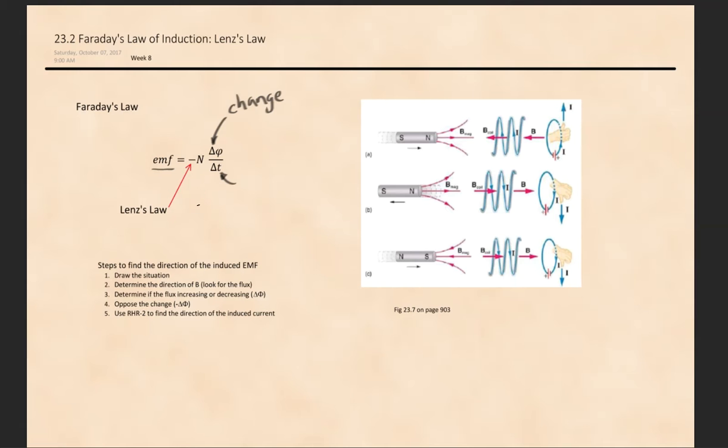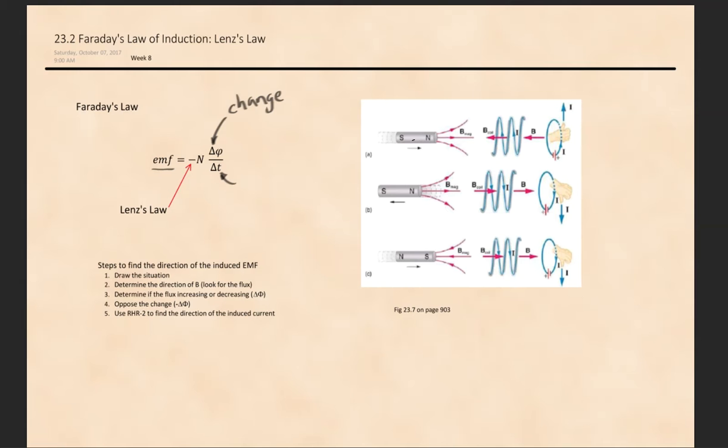Now there's a number of steps involved to do this, and it's outlined here. You have to go through these steps to figure out which way the induced voltage, or the induced EMF, is oriented, which way it's driving the current. So we'll walk through this process. First of all, draw the picture. We've got the picture already drawn for us over here. Step 2 is look at the direction of B. So you're figuring out what the direction of flux is.